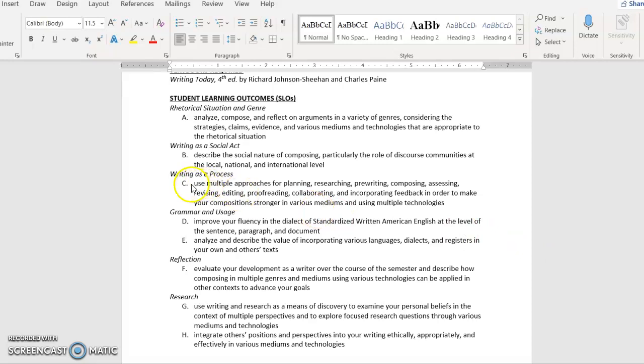Yeah, so writing is a process. Use multiple approaches for planning, researching, pre-writing, composing, assessing, revising, editing, proofreading, and collaborating and incorporating feedback, right? So that means that a lot of people think about writing as writing a paper. It's like, I'm going to sit down, I'm going to start writing, and then I'm going to be done writing. And it's just like an A to B process where you're just like, okay, cool, step one, step two, and we're done. And that's not really what it is at all.